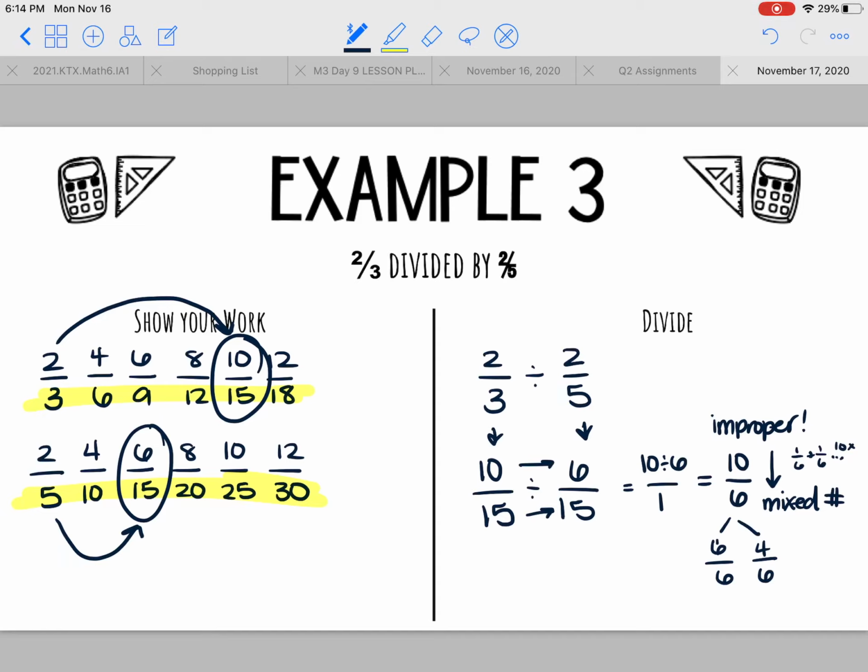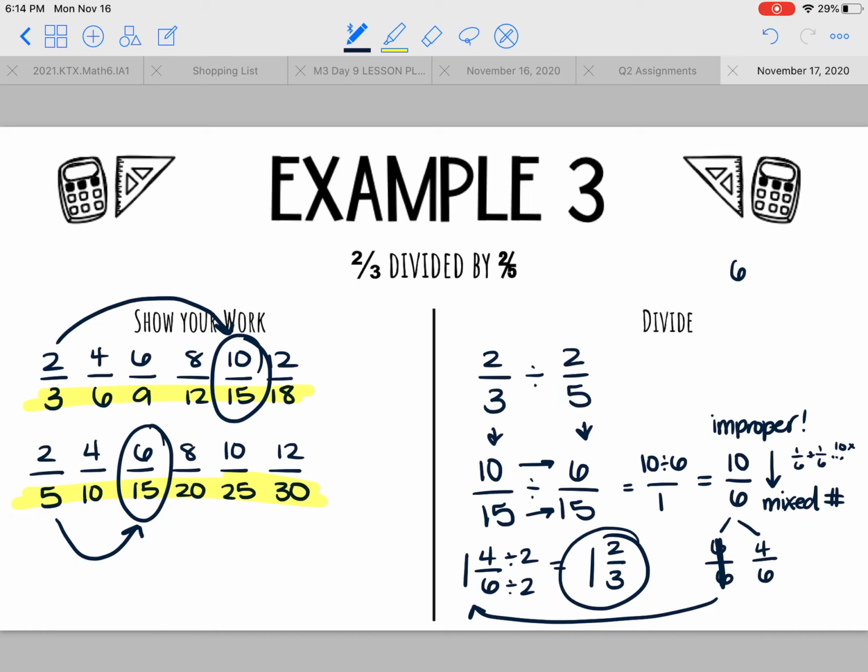Now, since 6 over 6 is equal to 1, that tells me that my mixed number is going to be 1 and 4/6. Or you could take this one step further and simplify 4/6 to get 1 and 2/3.